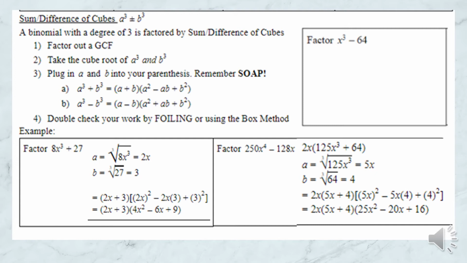On the far right, though, 250x to the fourth and 128x are both not perfect cubes, so there must be a GCF. In this case, our GCF, or greatest common factor, is 2x. They both have an x, and they both have a factor of 2. When we take that out, we're left with 125x cubed plus 64. Those are perfect cubes, so we can take the cube root of both, and then we need to plug them again into our equation.